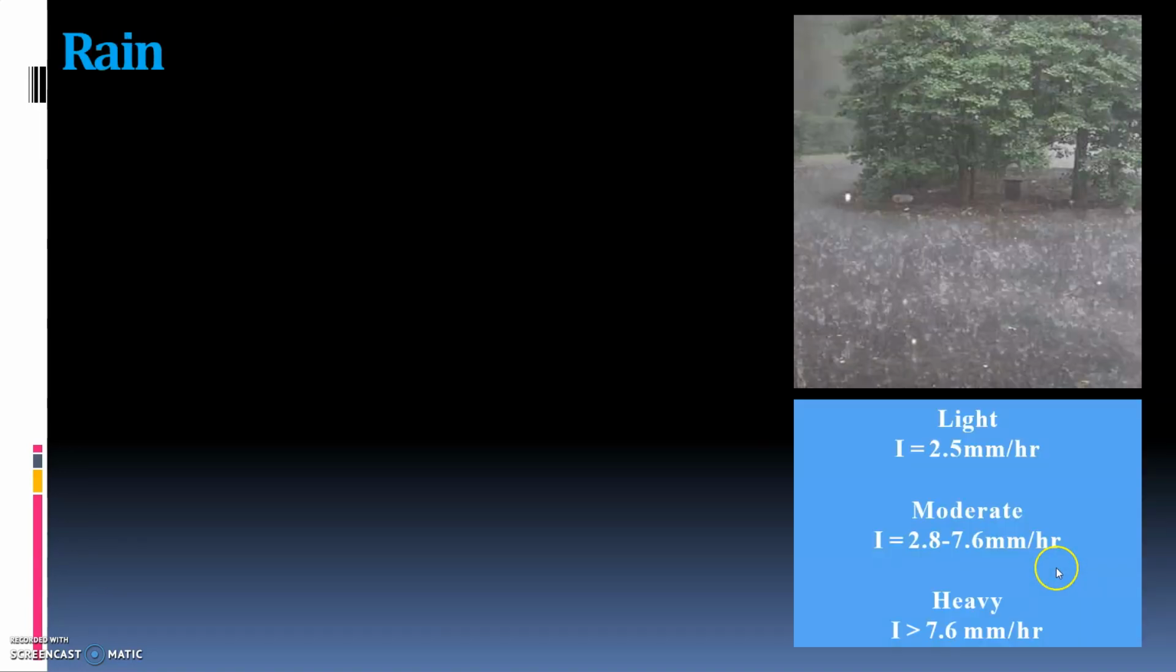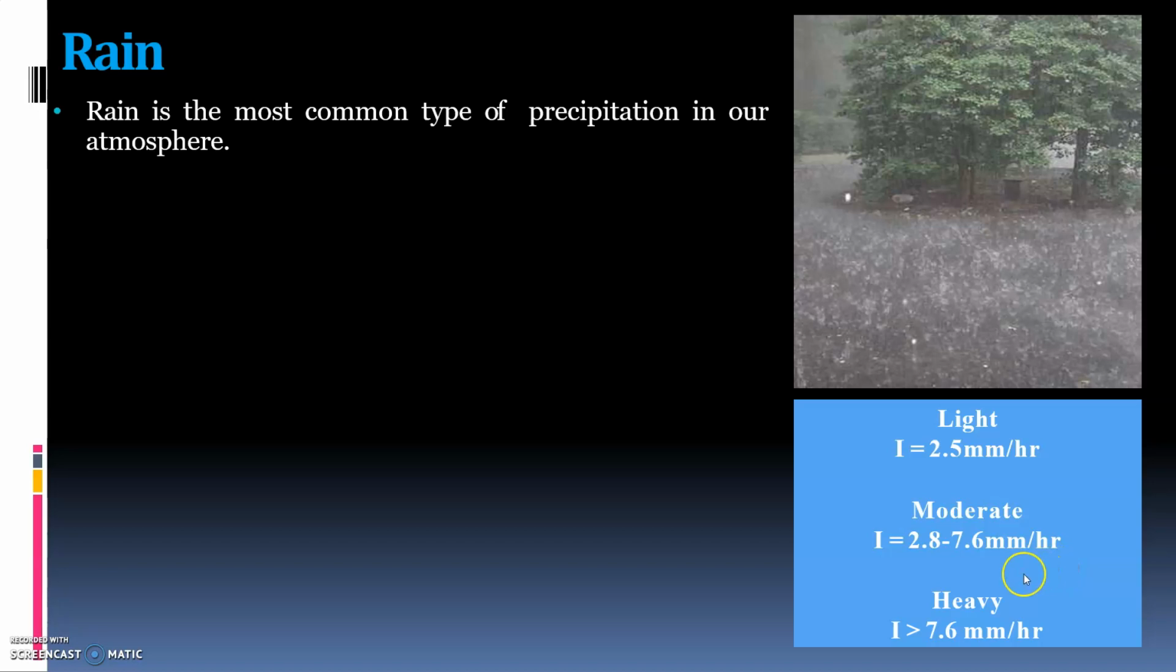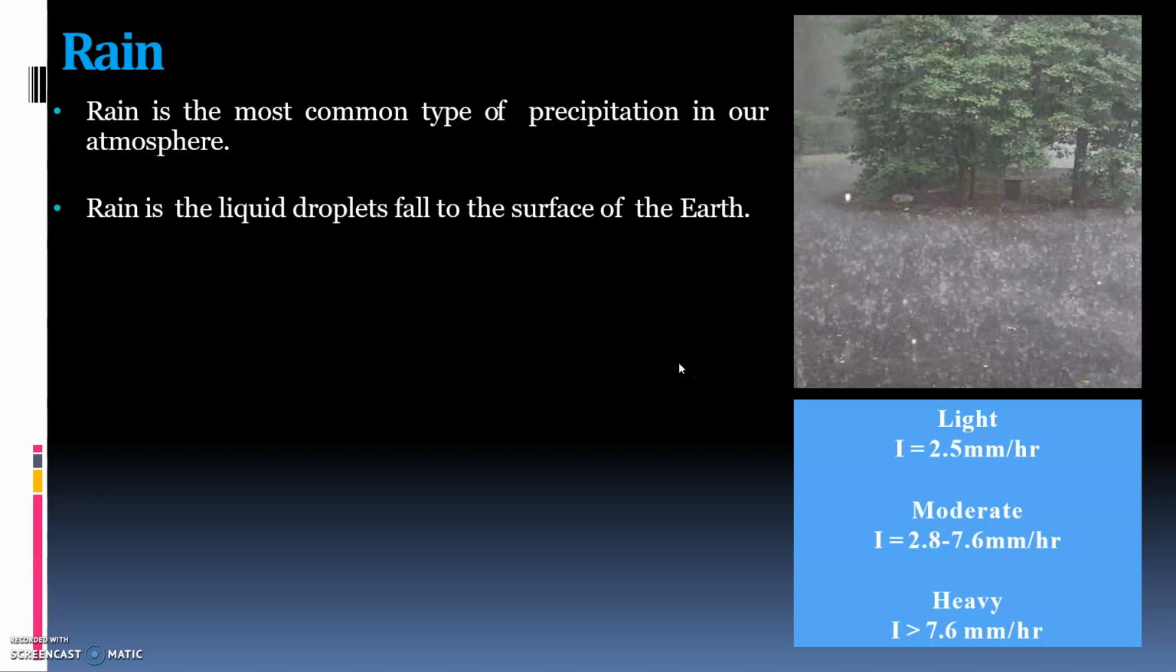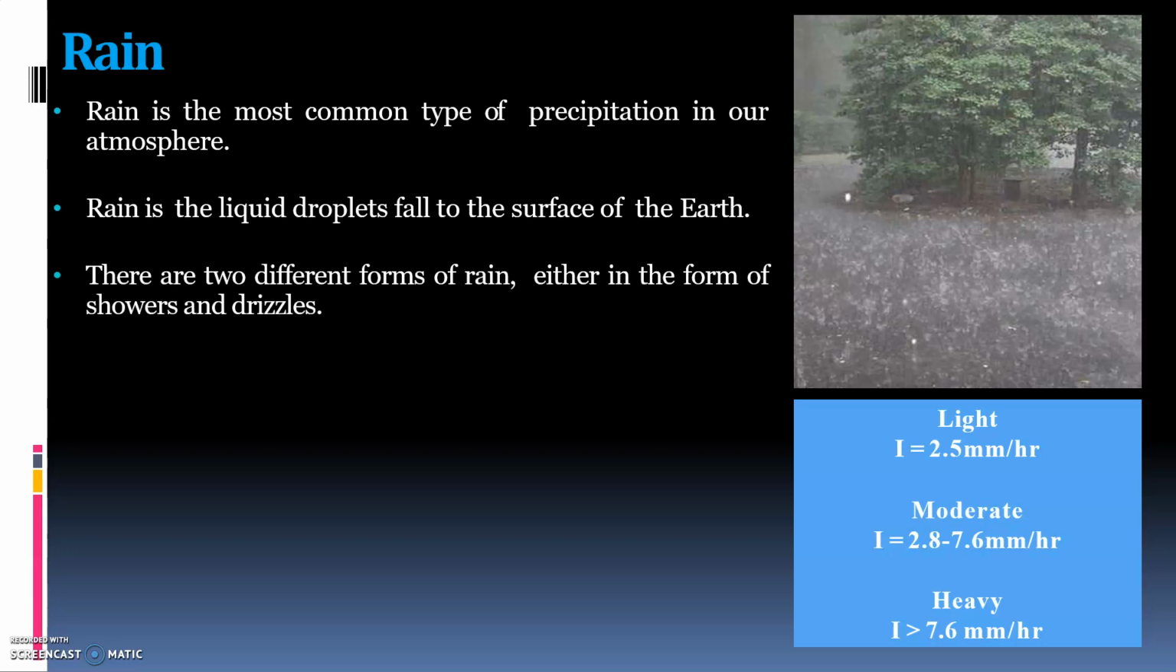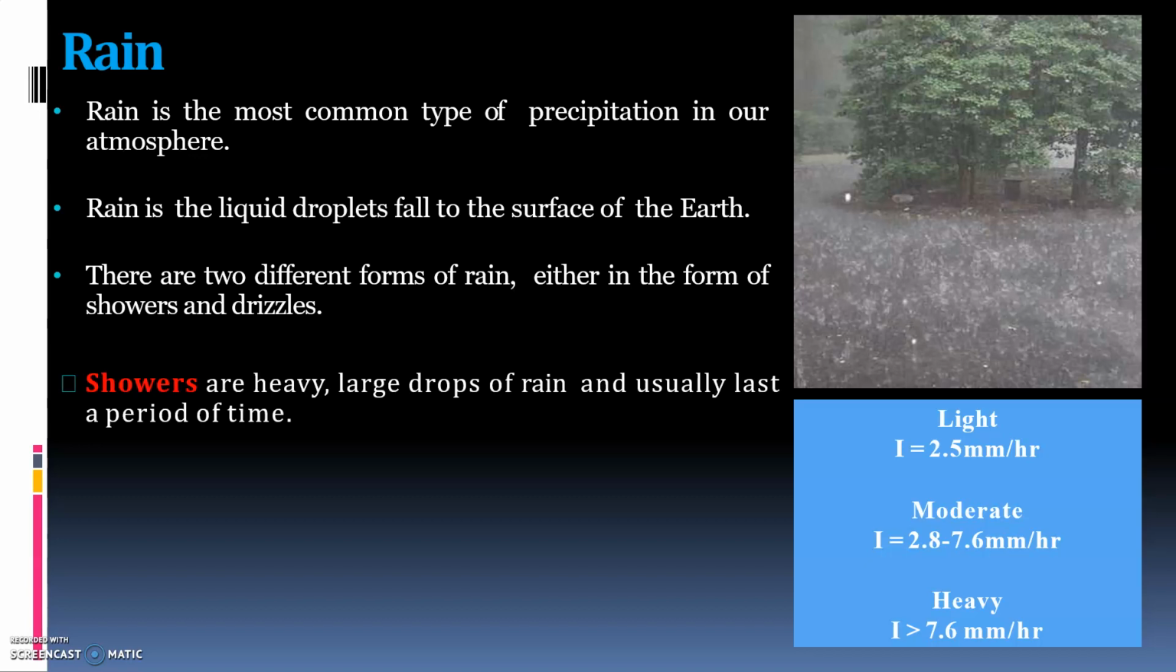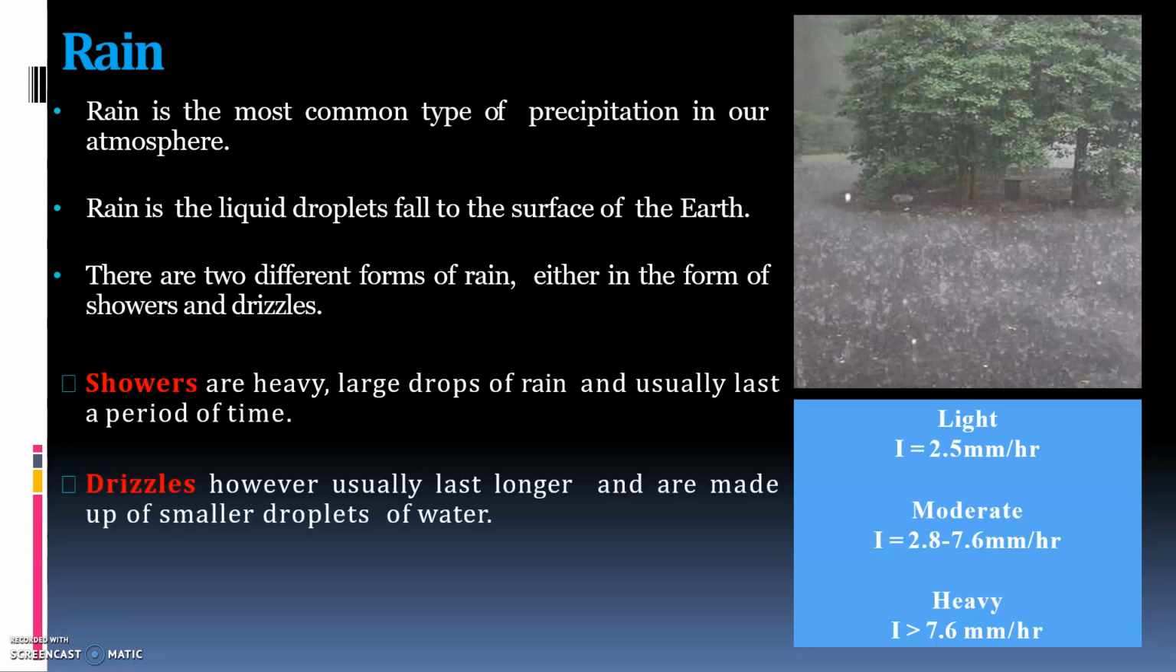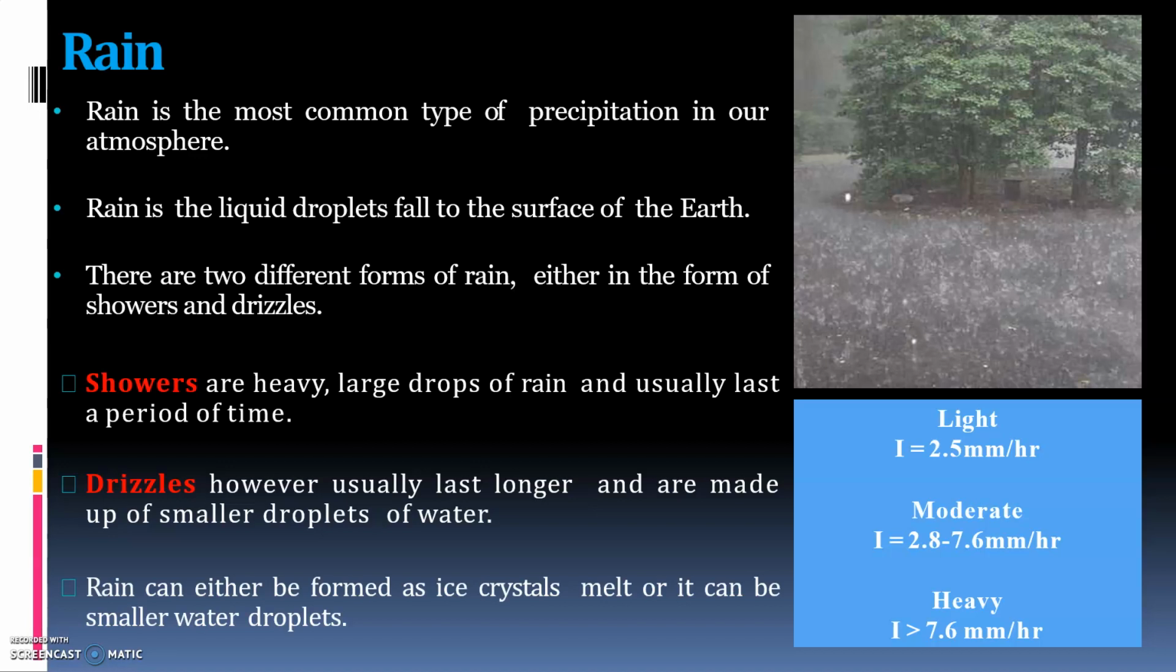Let us see what is the rain. All of you know this. This is the most common type of precipitation in our atmosphere. Rain is the liquid droplets that fall onto the surface of the earth. There are two different forms of rain, either in the form of showers or drizzles. Showers are heavy, large drops of rain and usually last a period of time. Drizzles, however, usually last longer and are made up of smaller droplets of water. Rain can either be formed as ice crystals melt or it can be smaller water droplets.